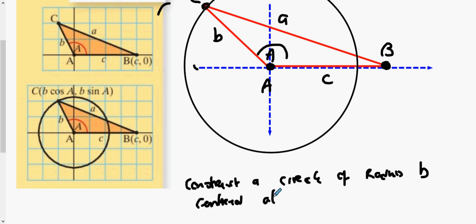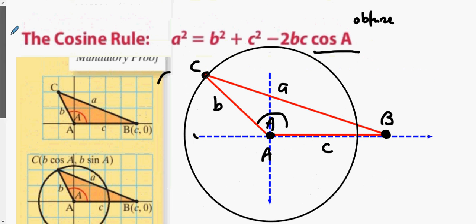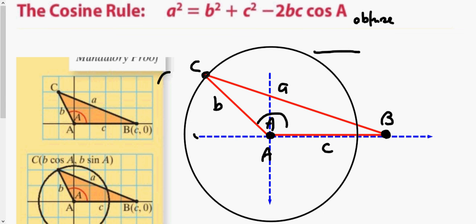It's centered at point A, isn't it? So the center circle is point A. Okay. Now, using your knowledge, what does that make the point C using polar coordinates? What's the radius? B. What's the first coordinate? Cos or sine? So that's B cos A, and this one here?